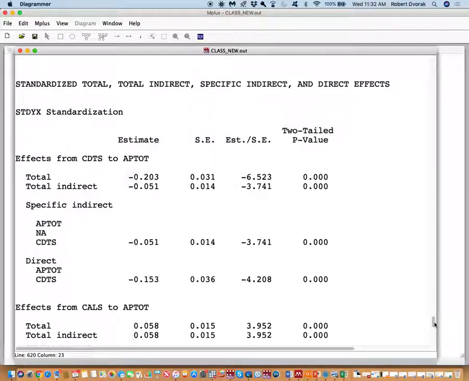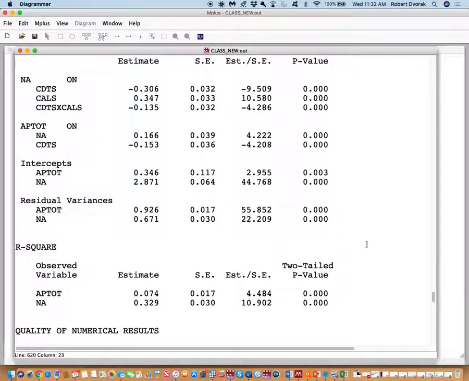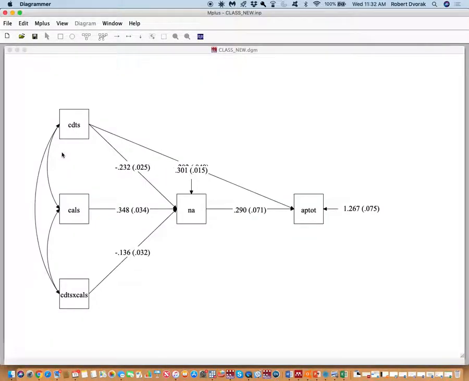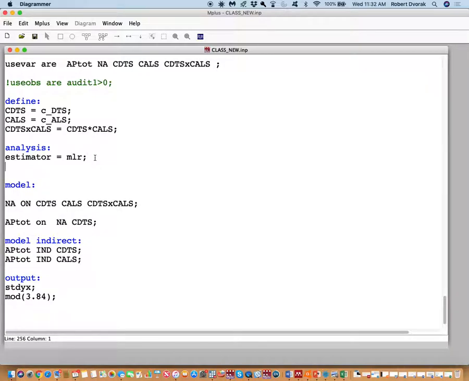Now, in truth, you can report these mediated effects the way that they are right now. That's fine. There's nothing wrong with that. But my preference is to do something like this. We can come in here and say bootstrap equals, let's just do 1,000 to make things easy.